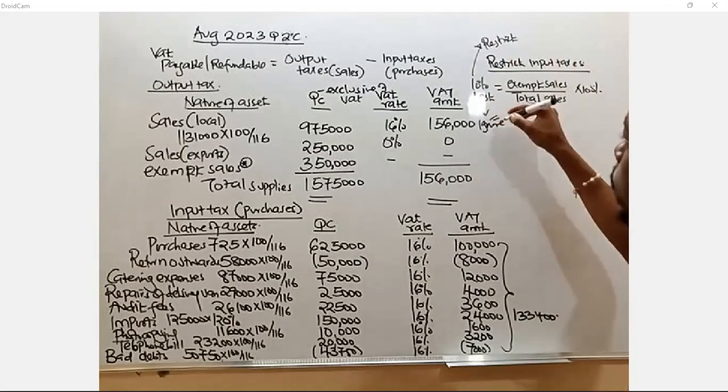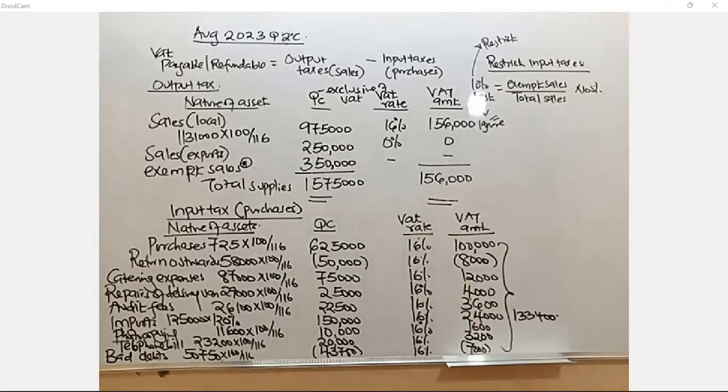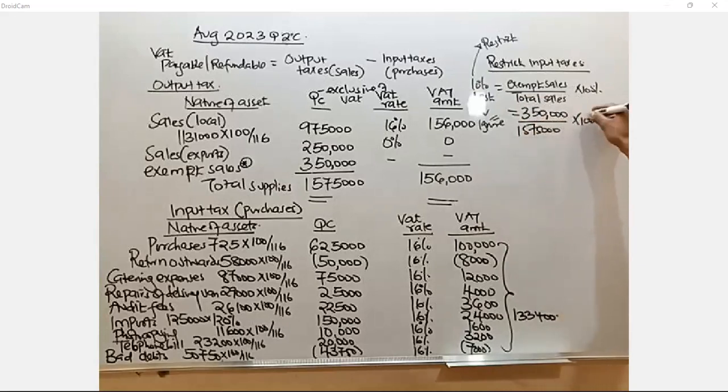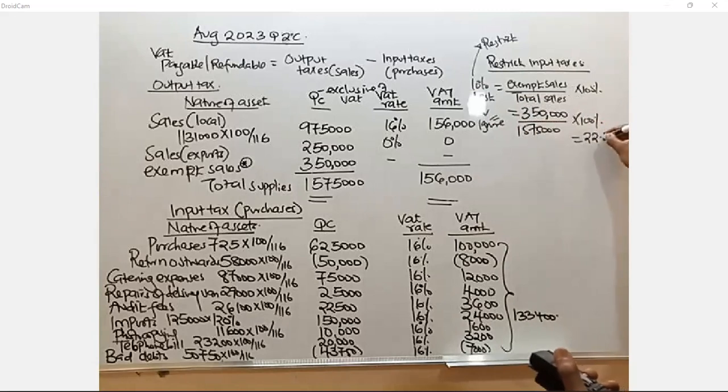So ignore, what does it mean? We are going directly in the question, we take the output minus the inputs, right? But in this case, let us try to check on whether it is on the side of restriction or we can ignore and we do the direct subtraction. Now, in this case, how much is our exempt sale? You say our exempt sale is 350,000. How much is our total sales? 1,575,000. We multiply by 100%. So 350 divided by 1,575, we are getting 22.22%.